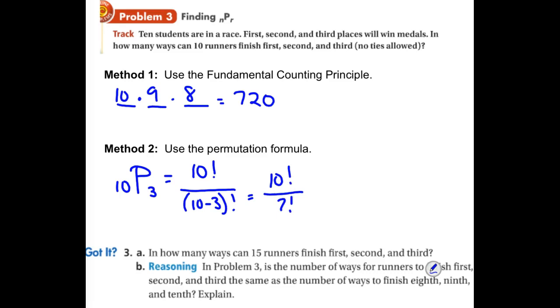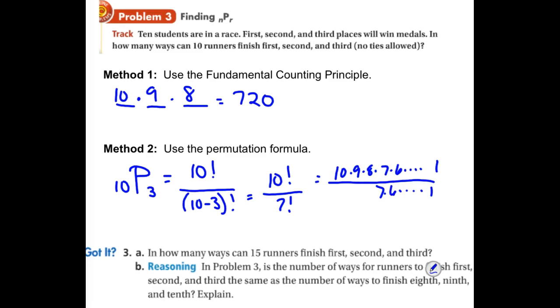Okay? So you can grab your calculators and do 10 factorial divided by 7 factorial, or you can think about what it means. 10 factorial means 10 times 9 times 8 times 7 times 6 all the way down to 1, correct? 7 factorial means 7 times 6 all the way down to 1. So 7 divided by 7, 6 divided by 6, that's all going to cancel out, right? And we really just have 10 times 9 times 8, which is the same thing we had here. Yes? Okay.